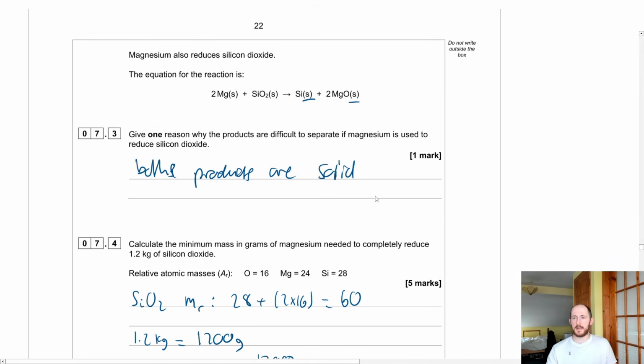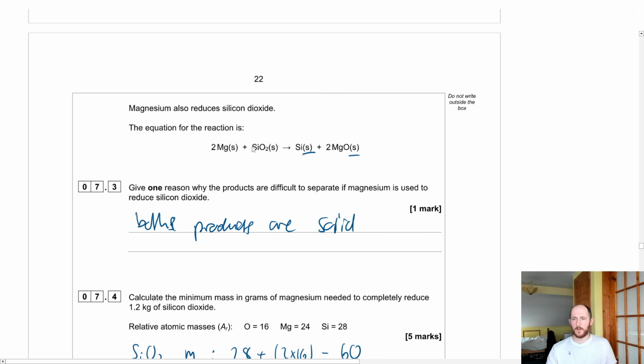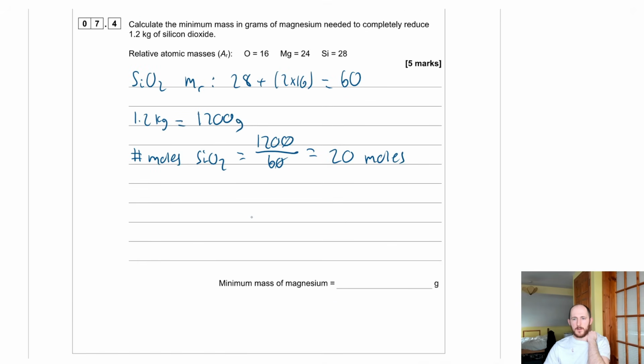Perfect. Now, going back to the equation, we have 20 moles of silicon dioxide, but we have 2 Mg. That means we need 40 moles of Mg, because for every 1 mole of silicon dioxide, there are 2 moles of magnesium, that's why the number 2 is in front. So if we have 20 moles of silicon dioxide, we need 40 moles of magnesium to fully react. So number of moles of Mg is equal to 2 times 20 equals 40.